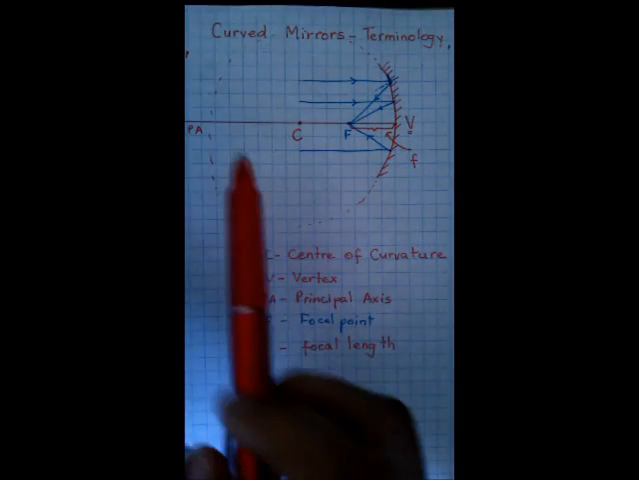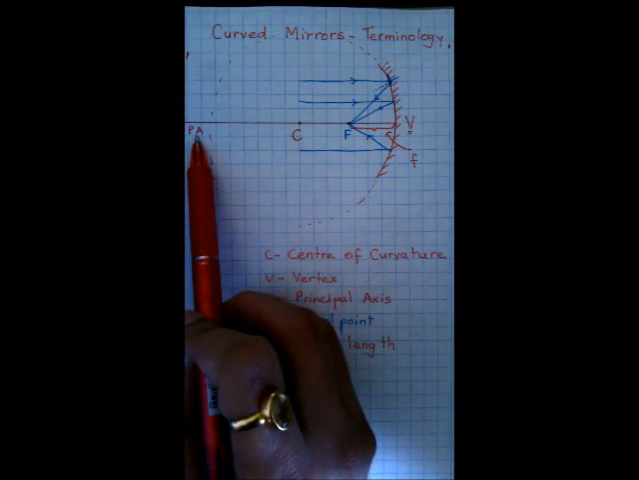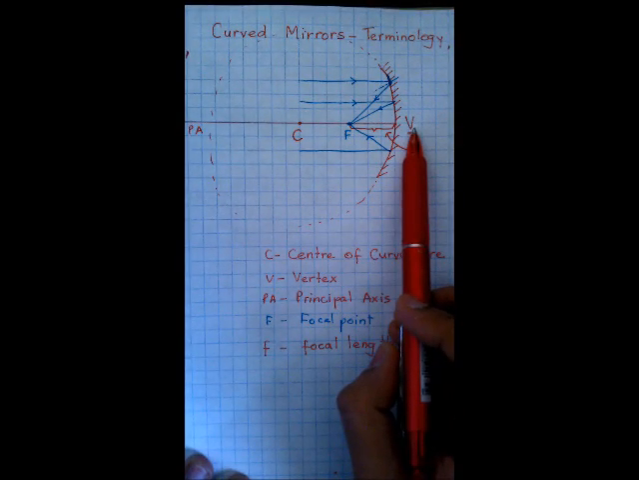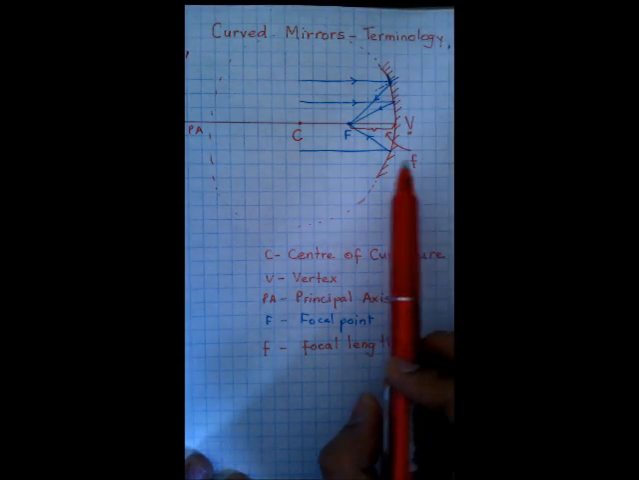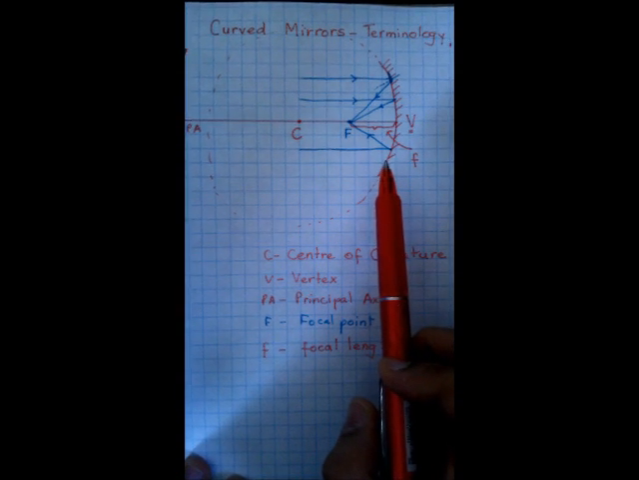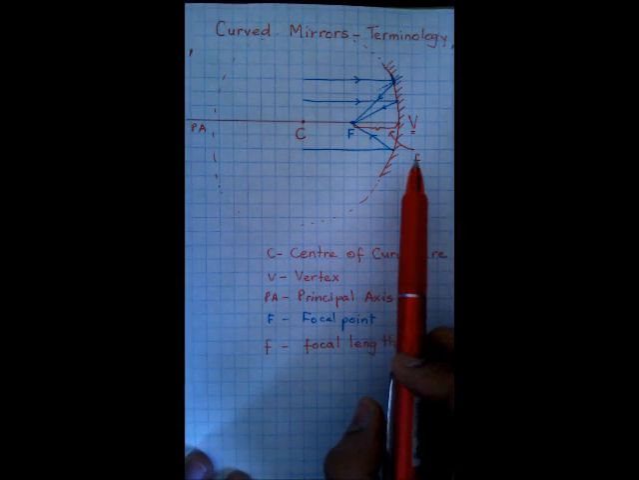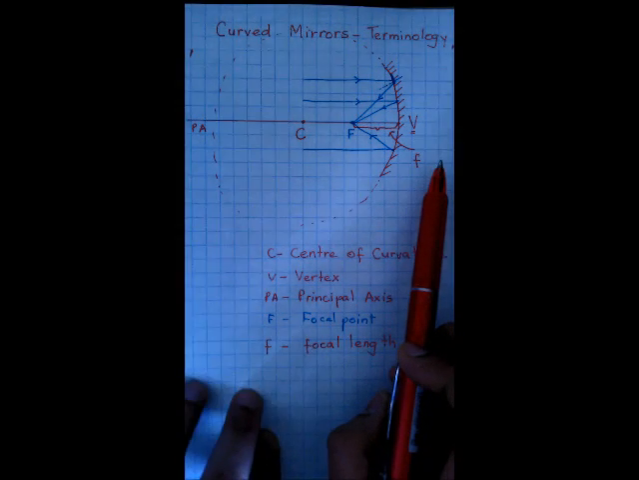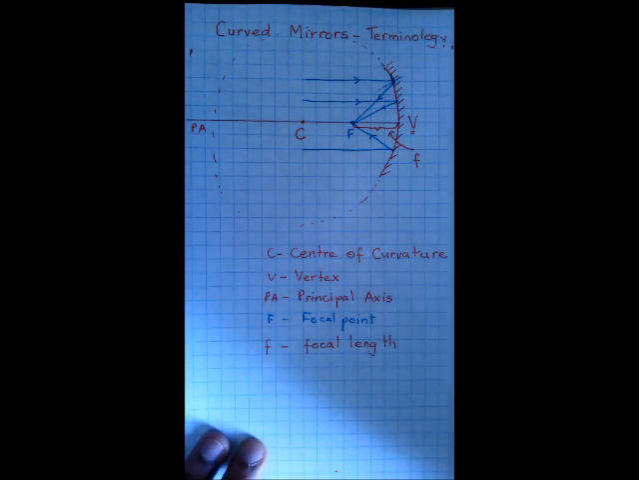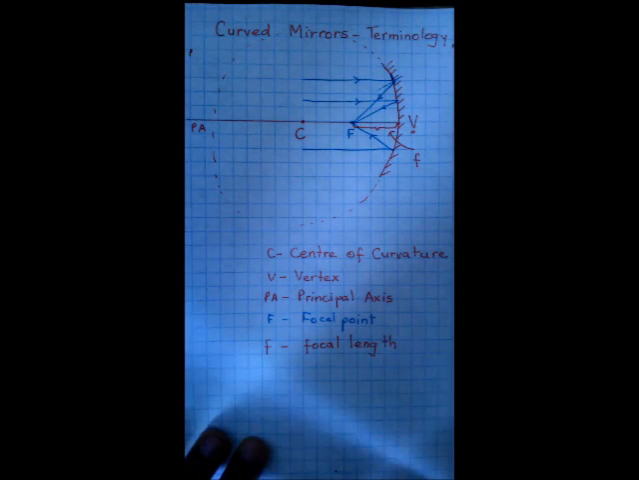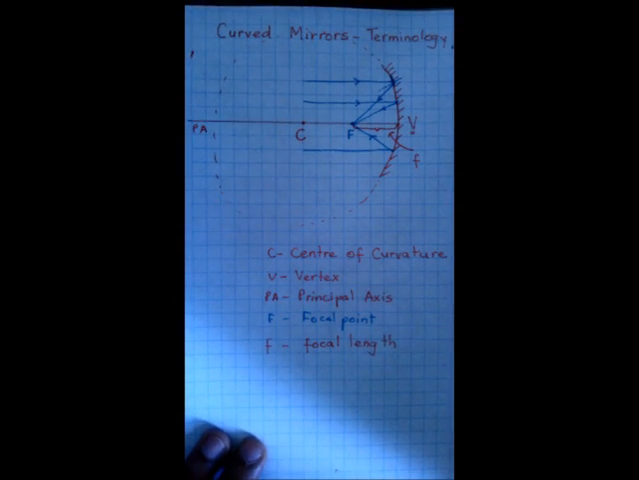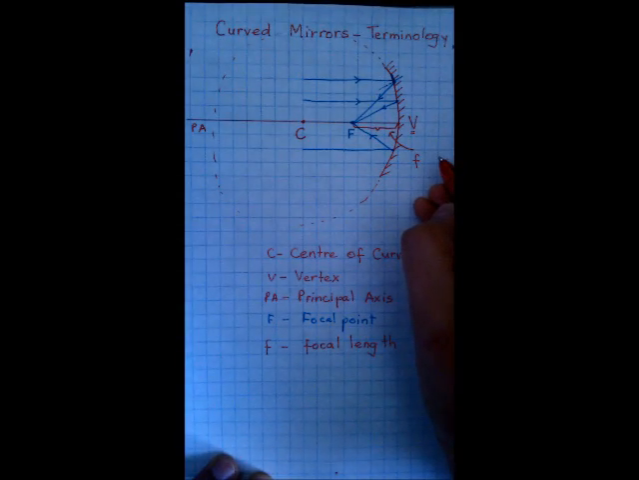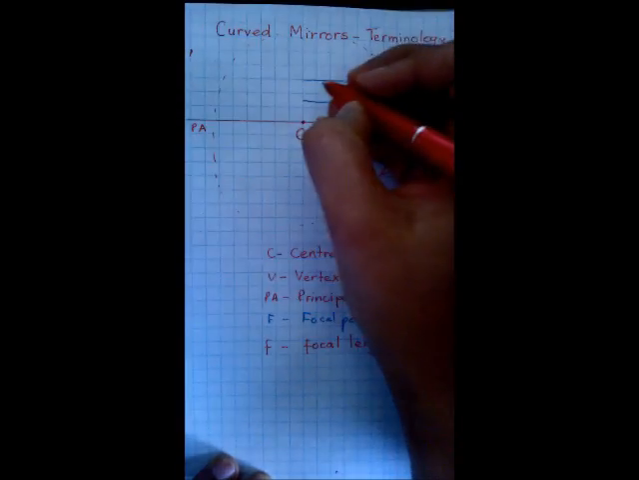Okay, so once you understand the meaning of the principal axis, center of curvature, focal point, vertex, and focal length, you have the background knowledge in order for you to learn how to draw the ray diagrams for curved mirrors. Also, there are a couple more definitions and some letters that we need to understand, which is what I'm going to quickly describe in the same lesson.